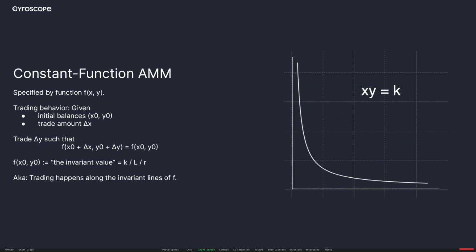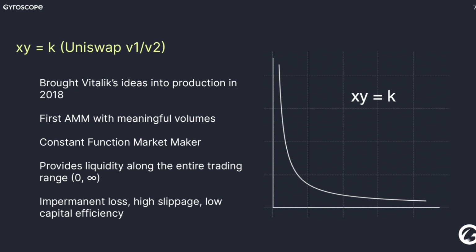And typically, the value of this function is called the invariant value, and typically called K or capital L, or in the ECLP we call it R. I'm going to show you later why. So in other words, you have an invariant curve of this function, a mathematical invariant curve, and this is the curve along which trading is going to happen. Now, of course, the original one was constant product, so your function is just the product of the two balances. And this has a few nice properties. For example, it's invariant under scale. It also has some nice properties regarding portfolio value.